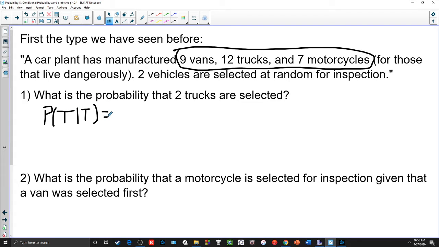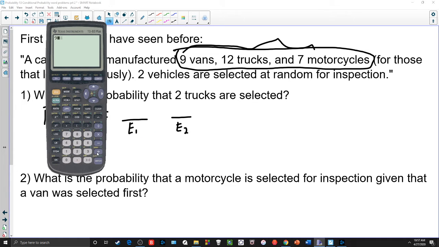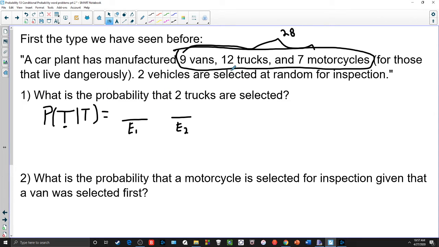Well, I could do this whole intersection, union, given, that sort of thing here. Or I can just think about this as a series of events. So we have event 1, and we have event 2. In event 1, I want to pick a truck, right? Well, I have 12 trucks out of a total of, if we add these up, 12 plus 7 is 19, 19 plus 9 is 28. Let me just make sure I'm doing my math right so I don't have to redo this video. 28, right. So we have 28 total vehicles, 12 of which are trucks.